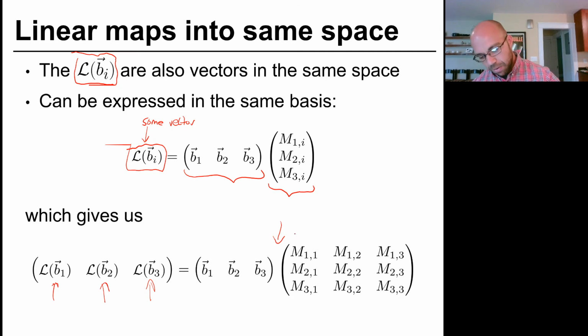And again, you should always sanity check these expressions by doing the matrix vector multiply. Right, so the first column of the result here is going to be B1 times M11 plus B2 times M21 plus B3 times M31.